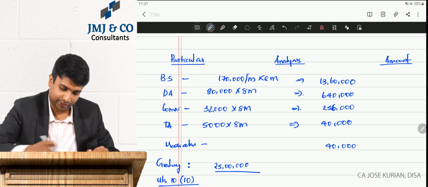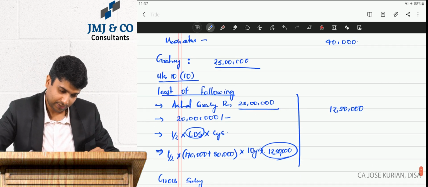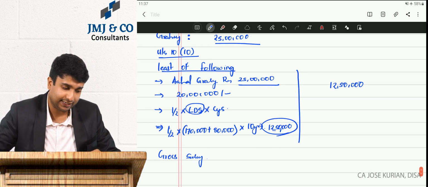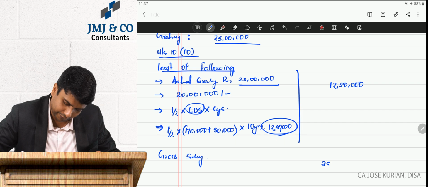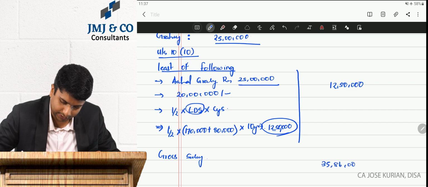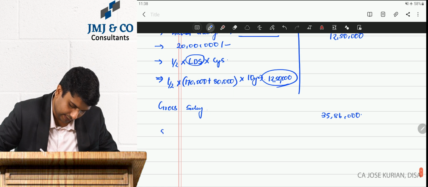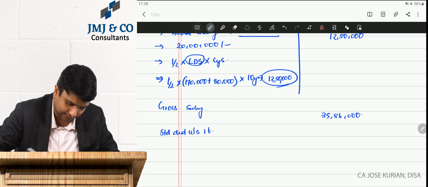Plus again another 40,000 plus 12,50,000, and the gross salary would be 35,86,000. So 35,86,000 is the gross salary. From the 35,86,000 gross salary, definitely the assessee can claim what? Standard deduction. Standard deduction under section 16 can be definitely claimed.